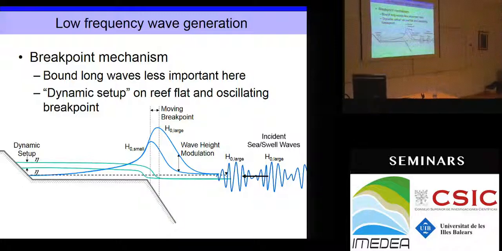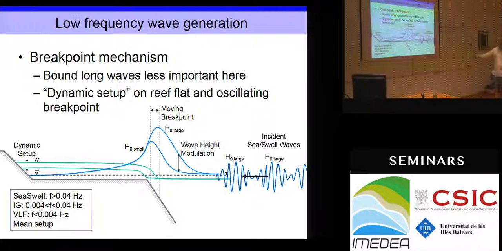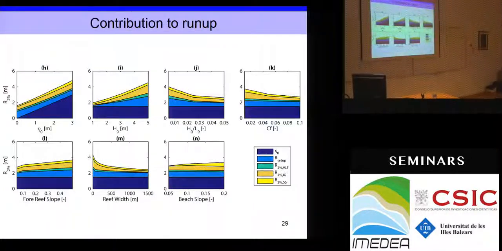So this dynamic setup has contributions of the groups at the infragravity scale and the very low frequency scale. So again, sea swell is 25 seconds and shorter, infragravity between 250 and 25, and anything longer than 250 seconds we call very low frequency. Then you can run these 190,000 calculations, and you can calculate what the contribution is to the run-up. So this R2% is the run-up measure, and this is, let's say, the tidal elevation.